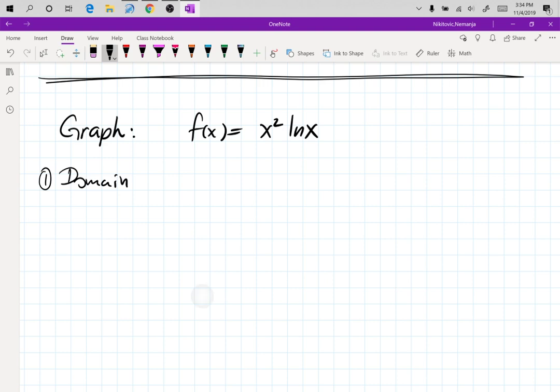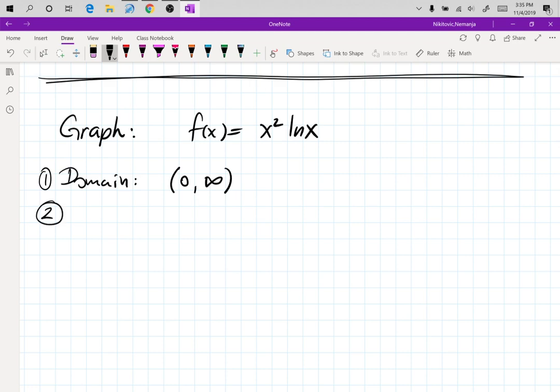We start at the domain because we don't want to deal with values that are not in the domain. It's a waste of time, right? Now, domain is always restricted by the most restrictive function present. X squared has all real numbers. ln x has only positive values. So 0, no 0, to infinity is our domain.